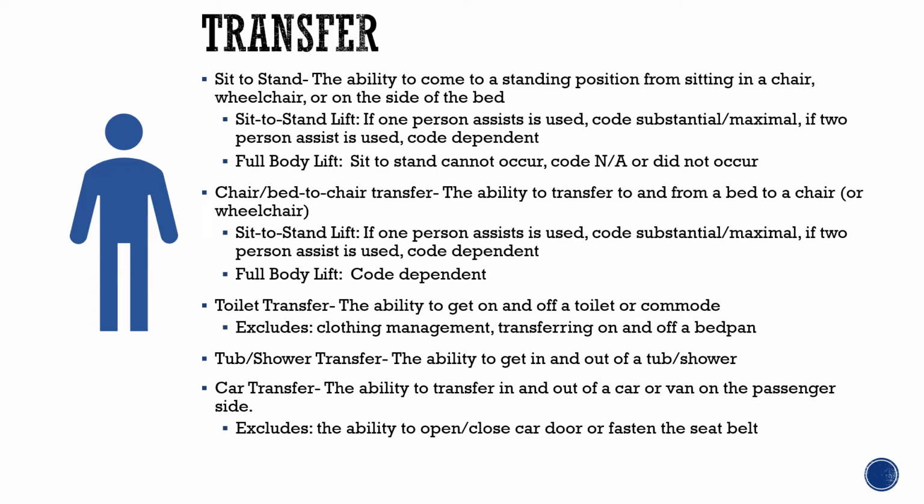So this is only part of a transfer activity. When we think about a person doing this with a sit to stand lift, if one-person assist is used, we would code substantial maximal. If two-person assist is used, we would code dependent. If we're using a full body lift, sit to stand cannot occur, so we would code not applicable or did not occur.